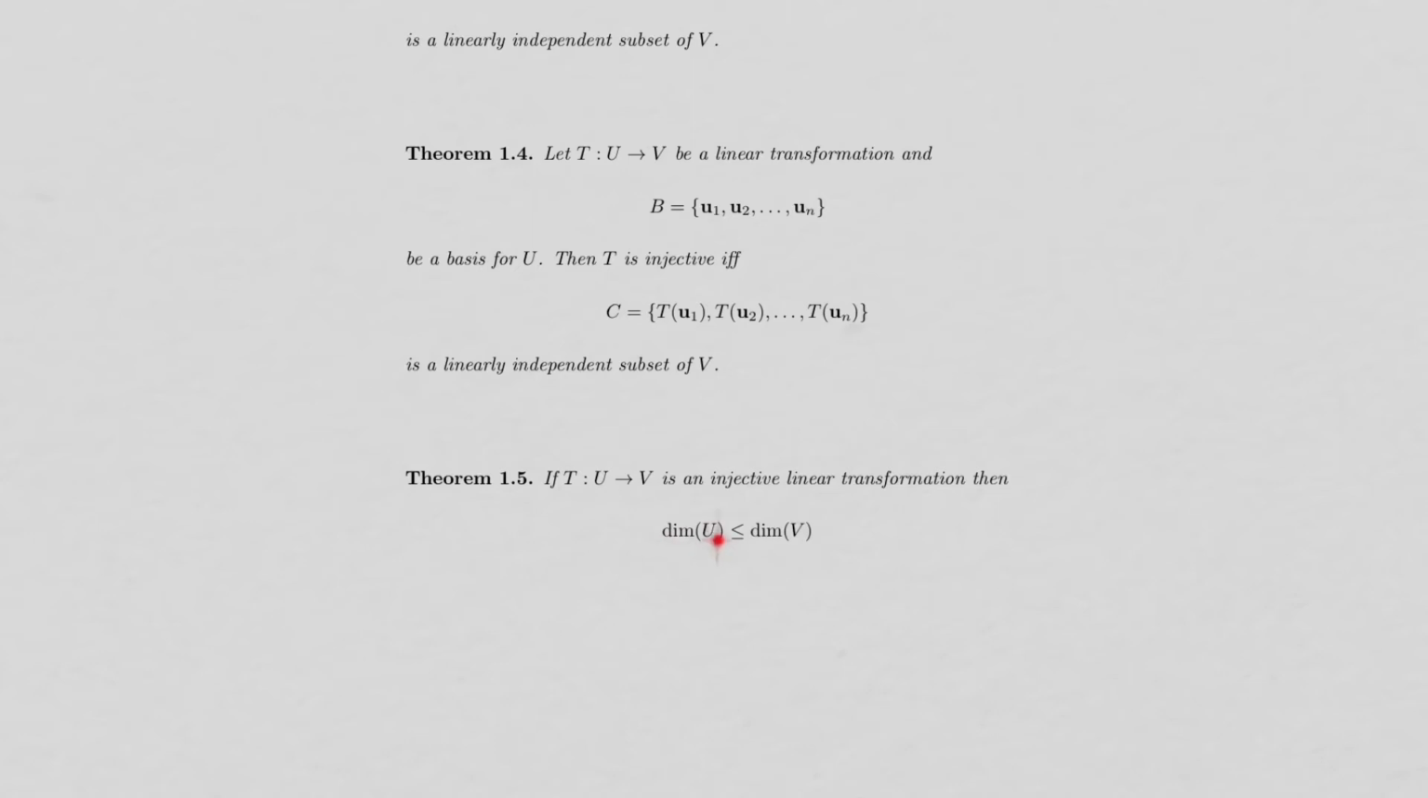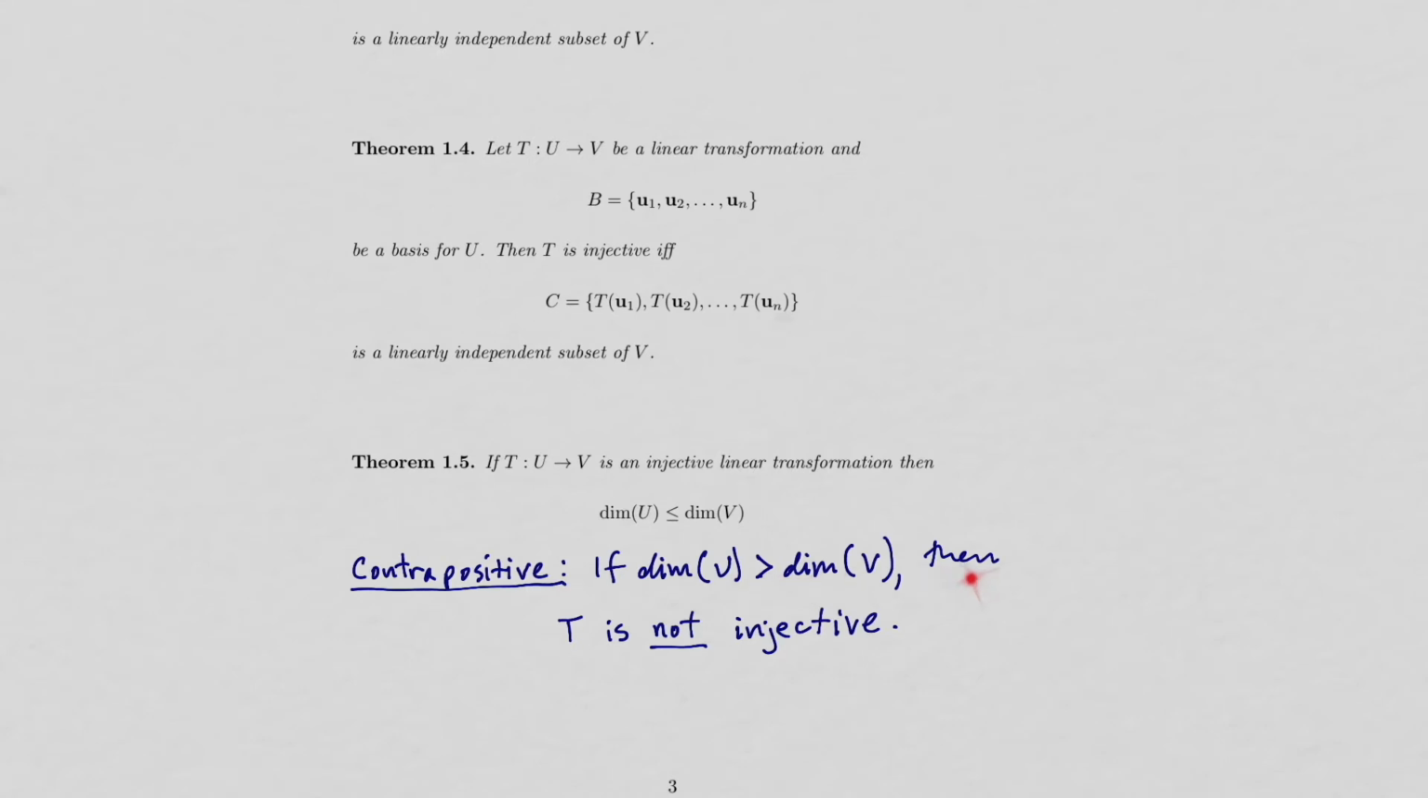In other words, if the dimension of U is not less than or equal to the dimension of V, then T is not injective. Well, not less than or equal to means greater than. So here's the contrapositive of the theorem. If the dimension of U is greater than the dimension of V, then T is not injective.